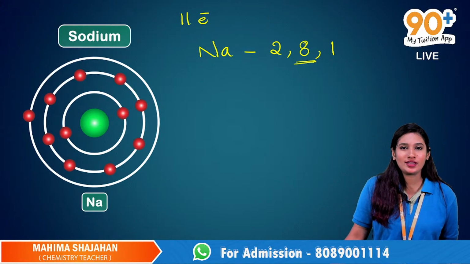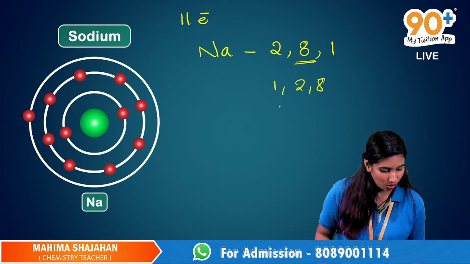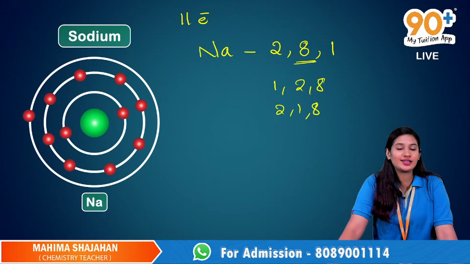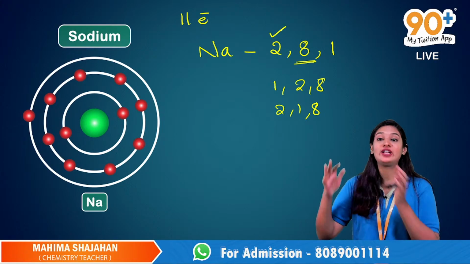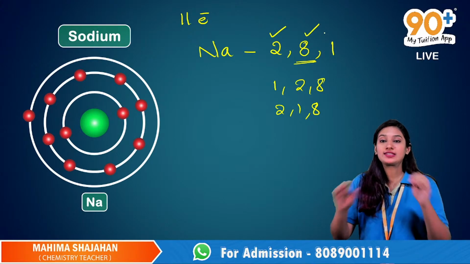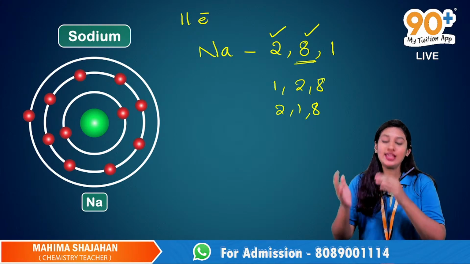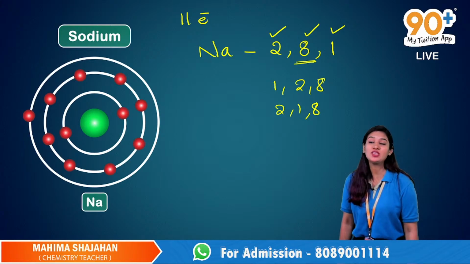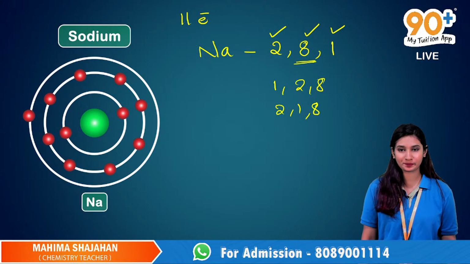Now, it is not 128 or 218. ഇങ്ങനെയൊന്നും അല്ല നമ്മള് സോഡിയത്തിന്റെ electronic configuration എഴുതുക. Okay, the first shell, it should be completely filled first. Then only it will move towards the second shell. Okay, second shell fill it. When it reaches its maximum capacity, it will move towards the third shell. So, what is the electronic configuration of sodium? It is 281. Okay, 281.